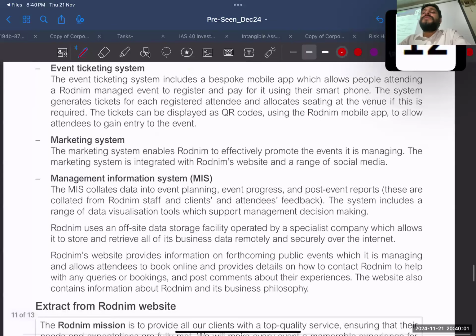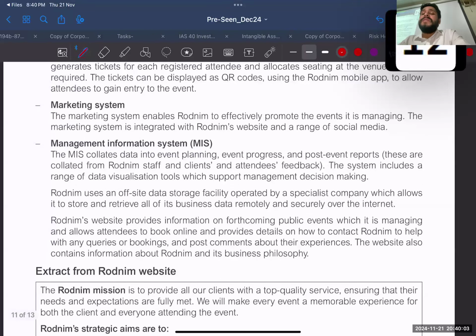Then management information system, that is MIS system. The management information system collects data. So the first thing that the management information system is going to do is collect the data on event planning, event process, and post event report. So why PID should be tested, because they say that the management information system is going to plan out the event, identify the progress of that event, and make some post event report.